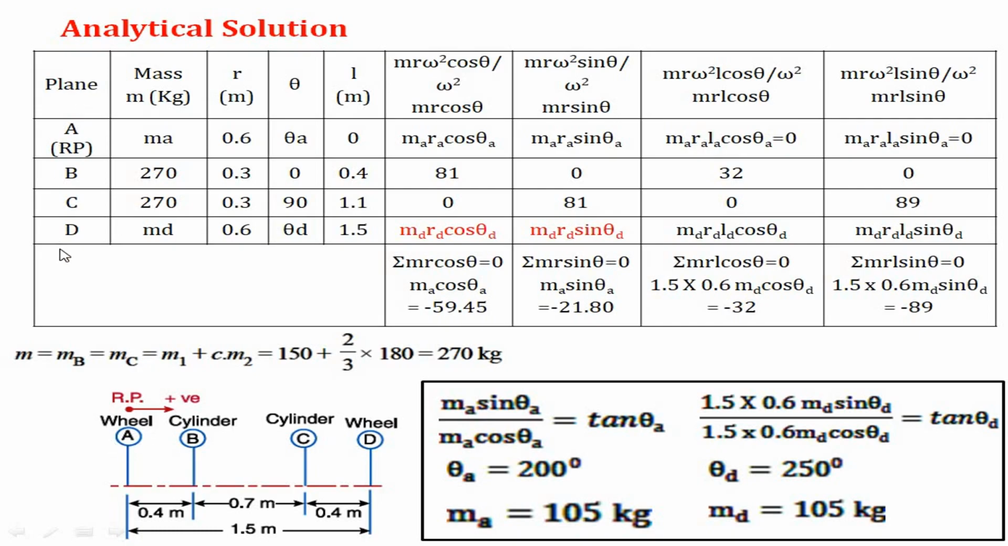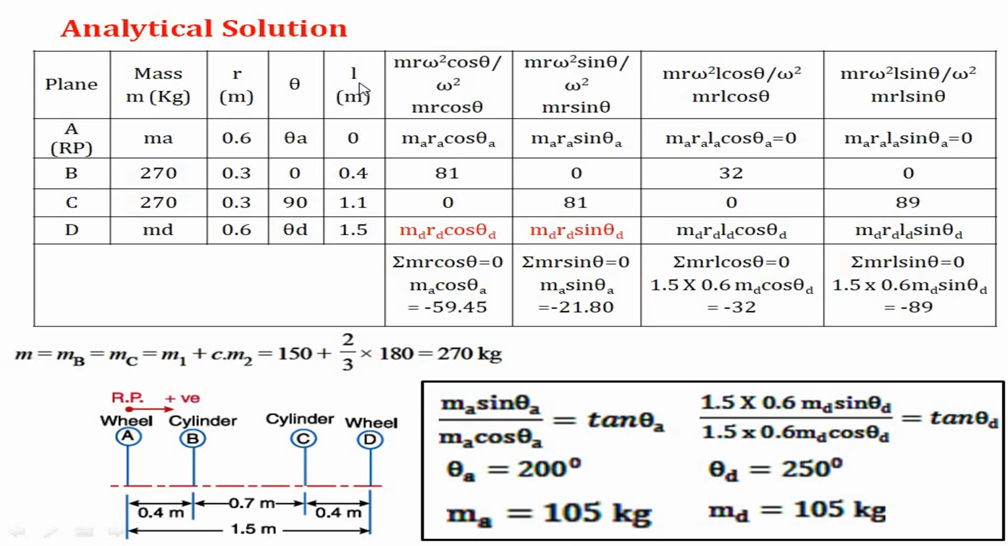So in the first column we represent all the planes. In the second one we represent the masses, where in plane A and plane D we have unknown masses. 270 kg, 270 kg is the mass which we calculate by using this equation, where 150 is the rotating mass and 2/3 of the reciprocating mass. So 270 kg has to be placed in planes B and C, which are the planes of cylinders. Here is the radius of rotation. In the next column we have angles. The angles in plane A and plane D are unknown for us, so those are theta A and theta D.